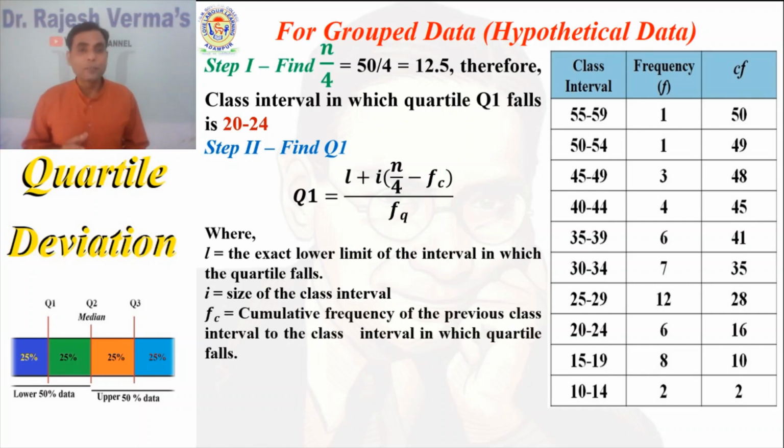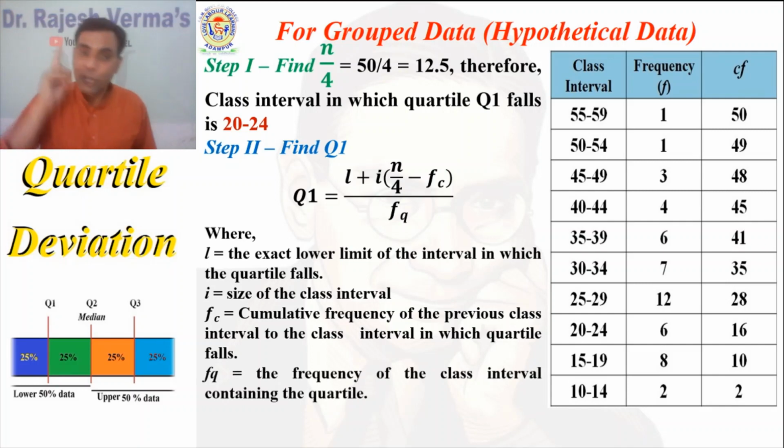Then fc, the cumulative frequency. Now this is the trick here. It is the cumulative frequency of the class interval previous to the one in which your quartile 1 falls. Quartile 1 falls in the class interval 20-24. So while calculating Q1, we'll consider the cumulative frequency of the previous class, that is we'll consider the 10, not the 16. This is the important point we have to remember while calculating Q1.